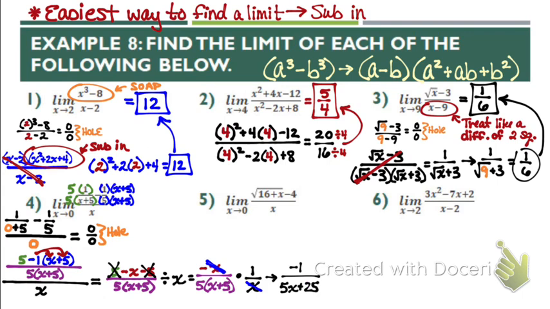Can I substitute into that? Yes. What am I putting in the place of the x? 0. So I have negative 1 over 5 times 0 plus 25. What's that going to give me? Negative 1 over 25. There's my limit.